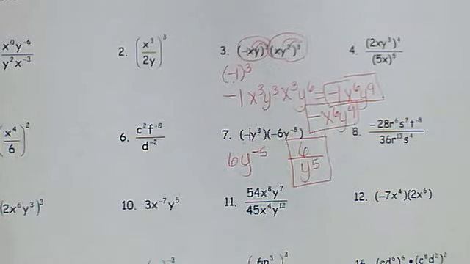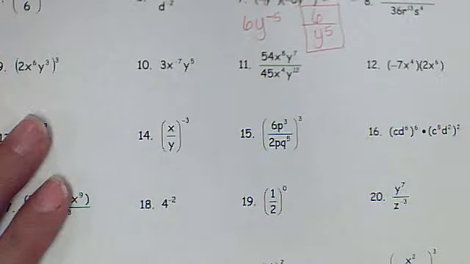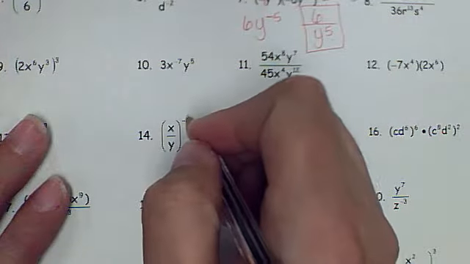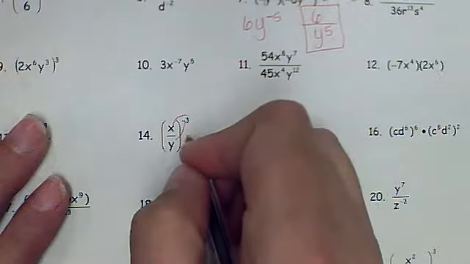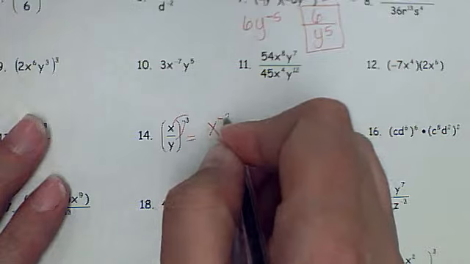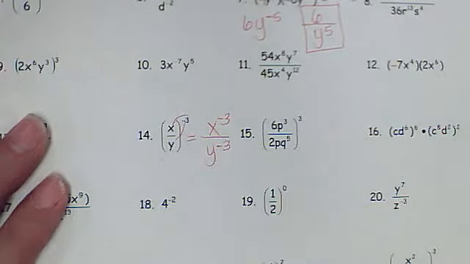Let's look at number 14. Number 14, x over y to the negative 3. Now, this negative 3 on the outside is going to be distributed to both things. So that makes on top x to the negative 3, and on the bottom y to the negative 3. But again, I know that I can't leave negative exponents.